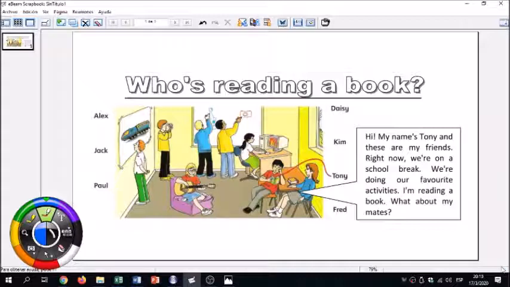One. Where's Jack? He's drawing on the board. There are two boys. Which one? He's drawing a guitar. Oh, yes. I can see him now.